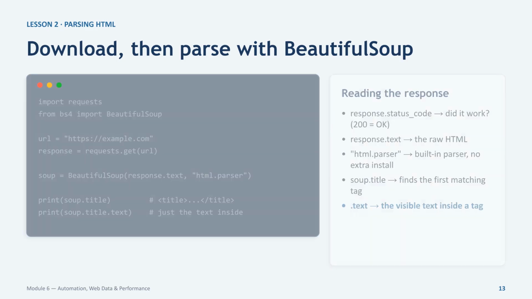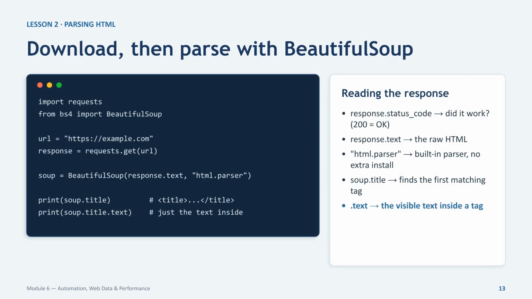To start scraping, import requests and Beautiful Soup. After fetching the HTML with requests, pass the response text to a new Beautiful Soup object. You can then easily access elements like the page title using soup.title. The .text property is your go-to for extracting readable text from HTML tags.